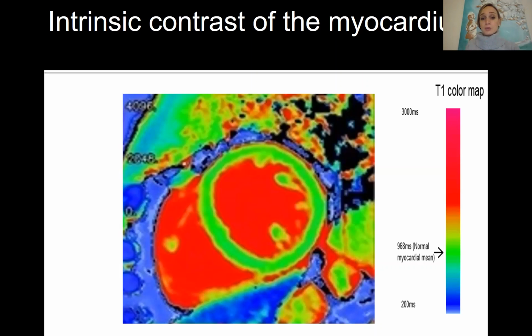That is the mapping technique that probably is most useful in cardiac amyloidosis. So this one is a non-contrast T1 map. It's done using a MOLLI at 1.5 Tesla. And here, what you see is a pixel by pixel representation of the T1 value.